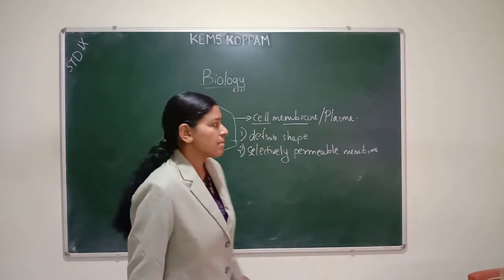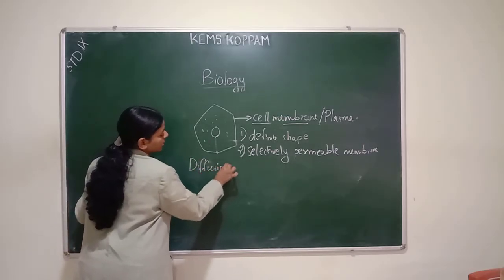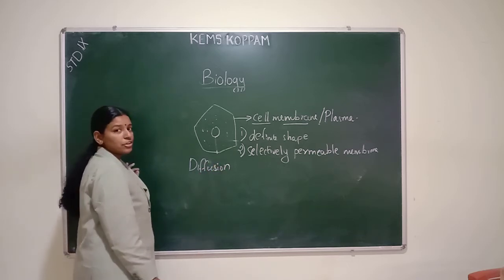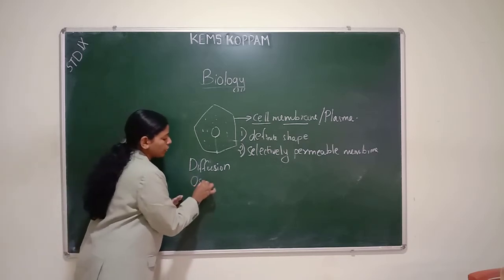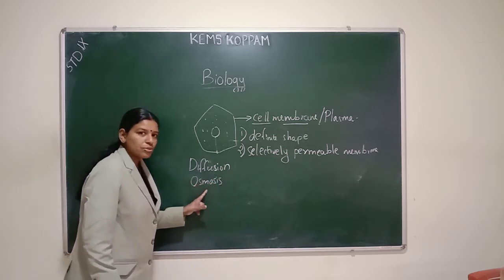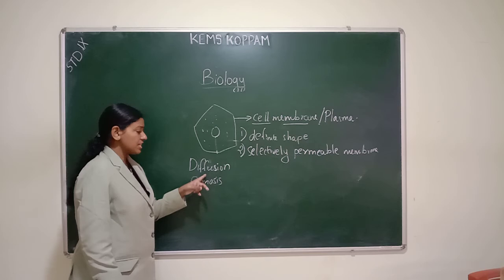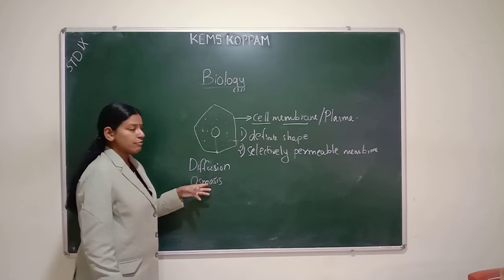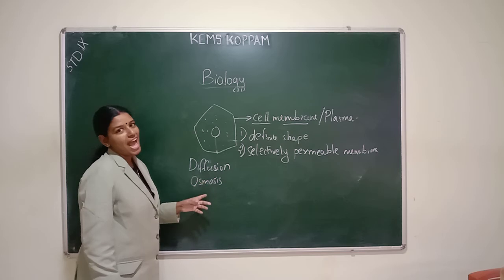So, gaseous molecules mainly enter the cell by diffusion. Diffusion is the process by which CO2 and O2 enter, that means carbon dioxide and oxygen. Now what about water molecules? The process is known as osmosis. The movement of water molecules in and out of the cell is called osmosis. If it is gaseous molecules, this is diffusion. So, gaseous molecules and water molecules enter the cell membrane by the processes of diffusion and osmosis.